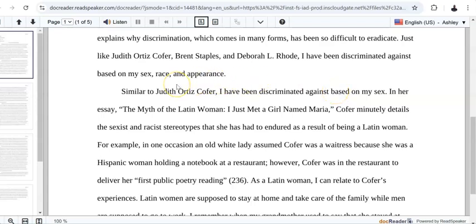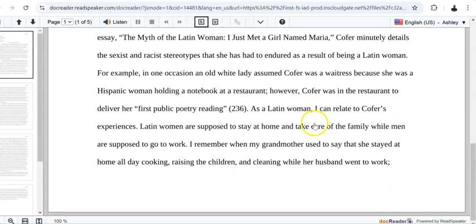So remember, the topic is what the paragraph's about. The controlling idea is, well, why? What is the topic doing? What are we learning about that topic? So here again, Cofer and Romero, they are alike, but how? What's the controlling idea? They have similar experiences due to sexism. And then you'll read the paragraph. And then here, let's go back.